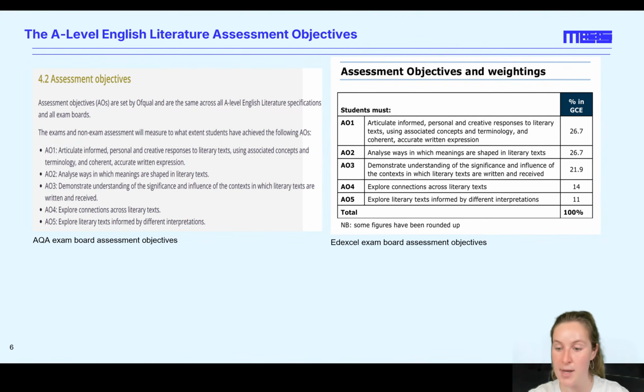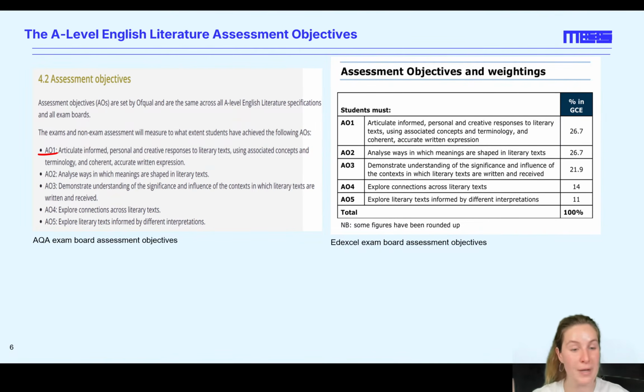If you notice, their language for their different assessment objectives, so the different parts that you're assessed on in an essay, are almost identical, if not verbatim the same phrasing. For example, AO1, you're expected to articulate informed, personal and creative responses to literary text using associated concepts and terminology and coherent, accurate written expression.